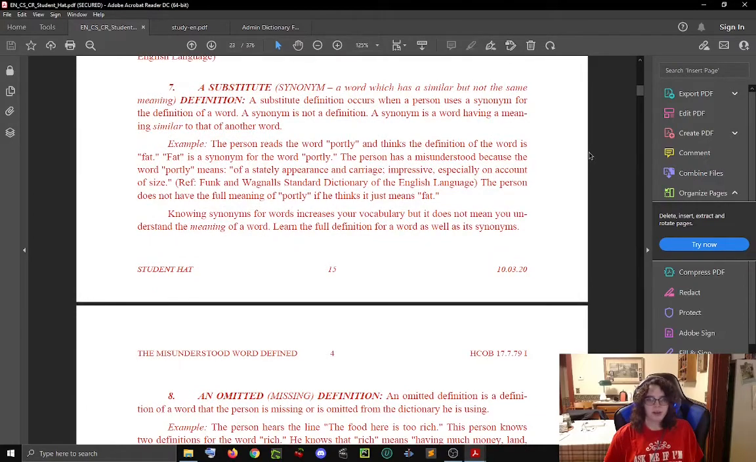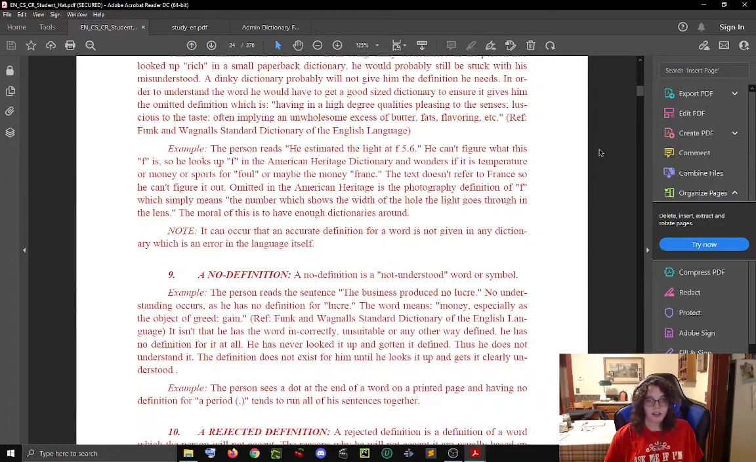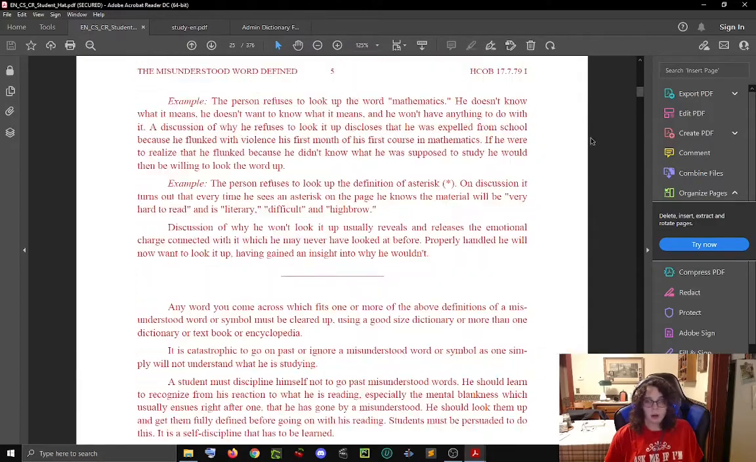A substitute synonym. Holy shit, there's a lot here. 9, 10. Oh, fuck.